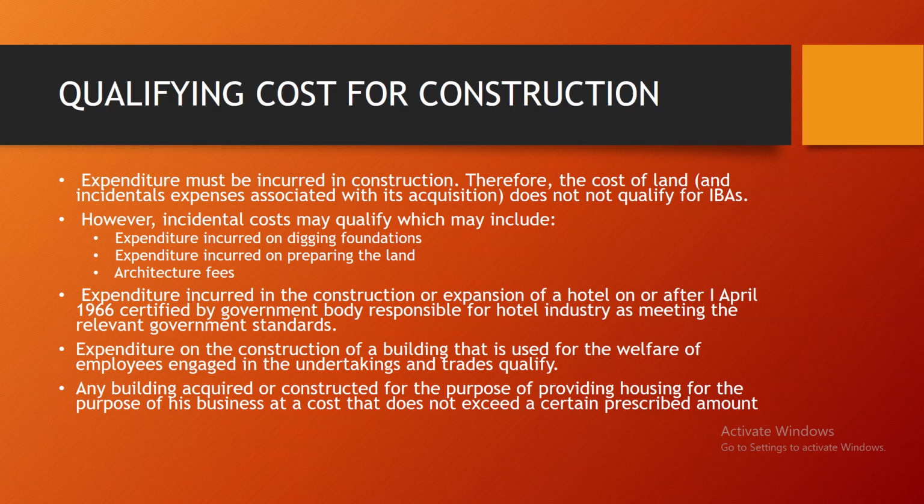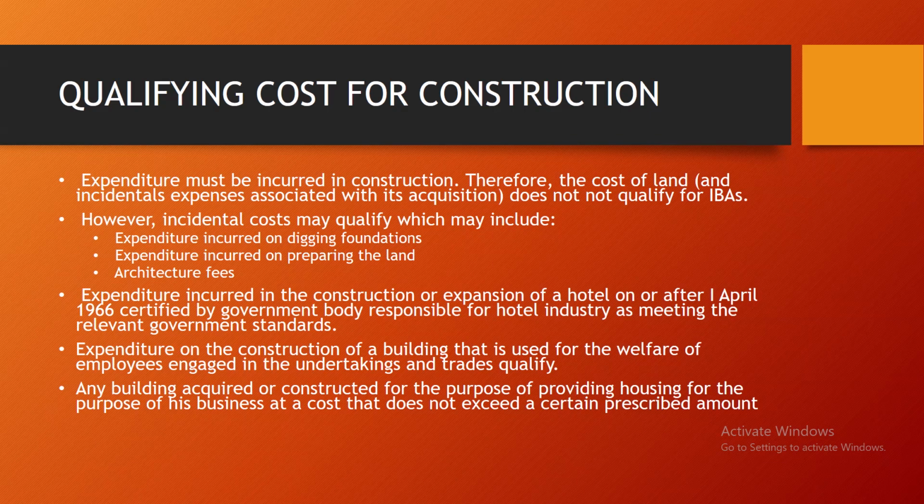Any building acquired or constructed for the purpose of providing housing for the business, at a cost that does not exceed a certain prescribed amount, can also be part of the qualifying cost. This limitation relates to what we call low cost housing. A low cost house is one constructed with a total cost of construction not exceeding 20,000 kwacha.